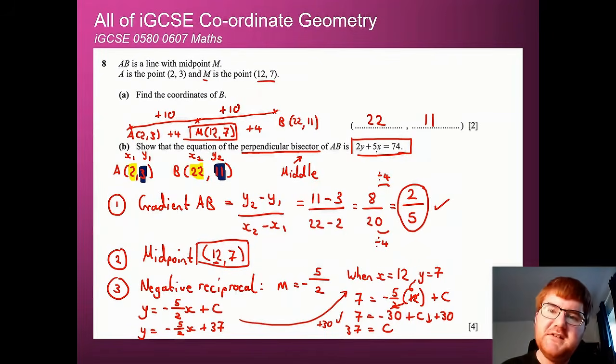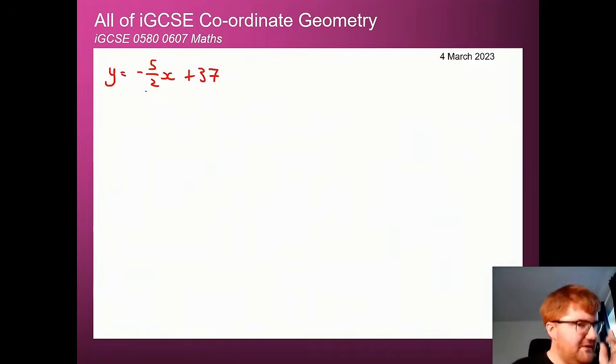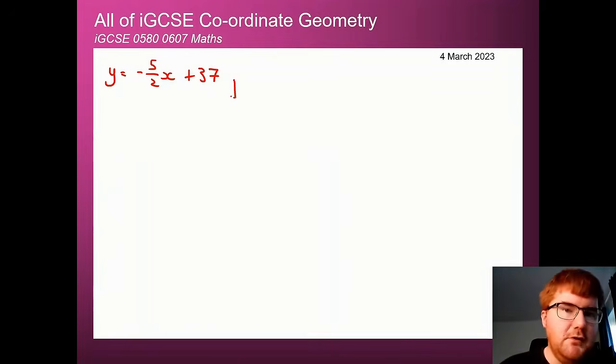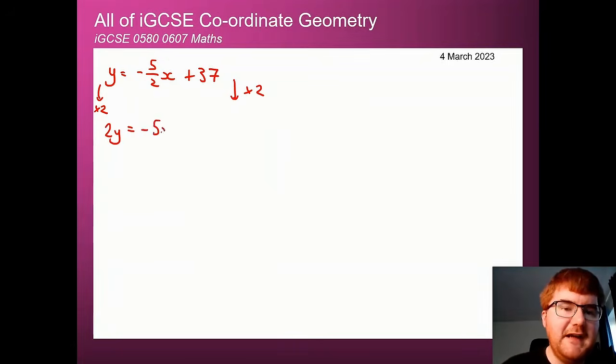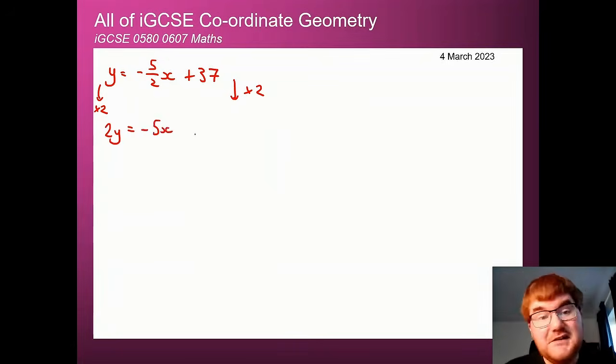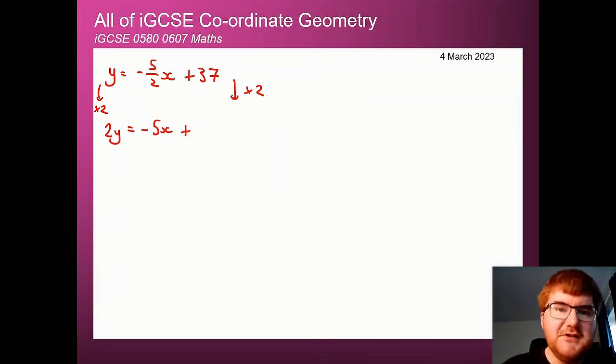Now, the first thing I notice is we actually have a 2y, not a single y. So the first thing that comes to mind is, let's just multiply everything by 2. Because that's going to guarantee us that we get 2y, because 2 times y is 2y. The times 2 is going to cancel with the 2 down the bottom. That gives us minus 5x. And don't forget to multiply this 37 by 2 as well. 37 times 2, do it on your calculator, is 74.